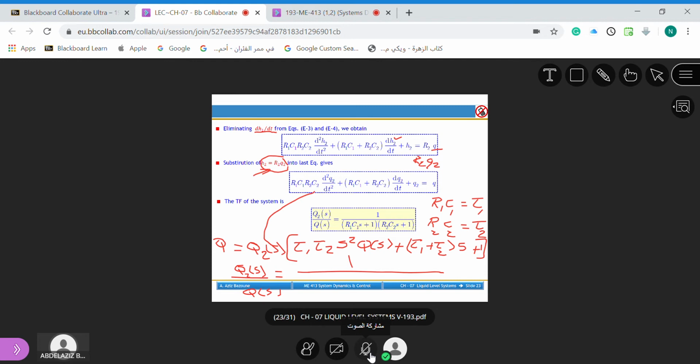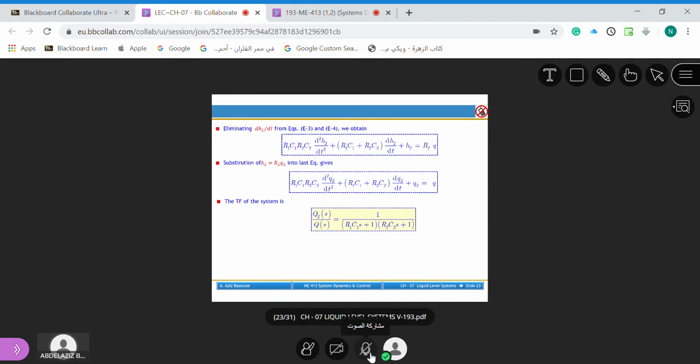tau 1 tau 2 S squared plus tau 1 plus tau 2 S plus 1. I will write the transfer function again in this form: Q2 over Q of S is 1 over tau 1 S plus 1, times 1 over tau 2 S plus 1. This is what we have.